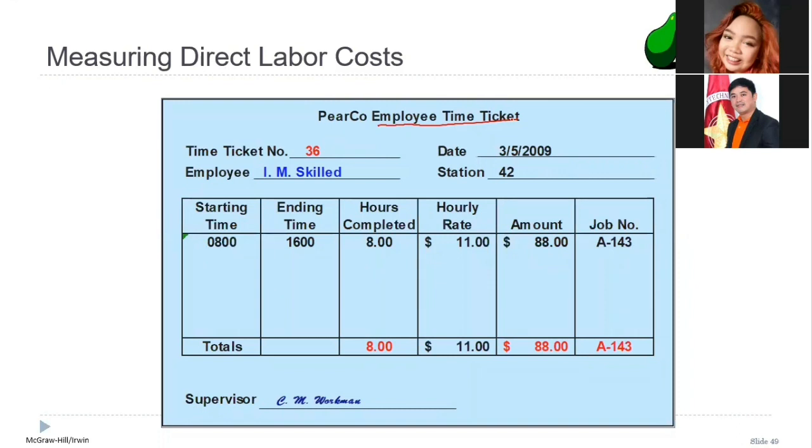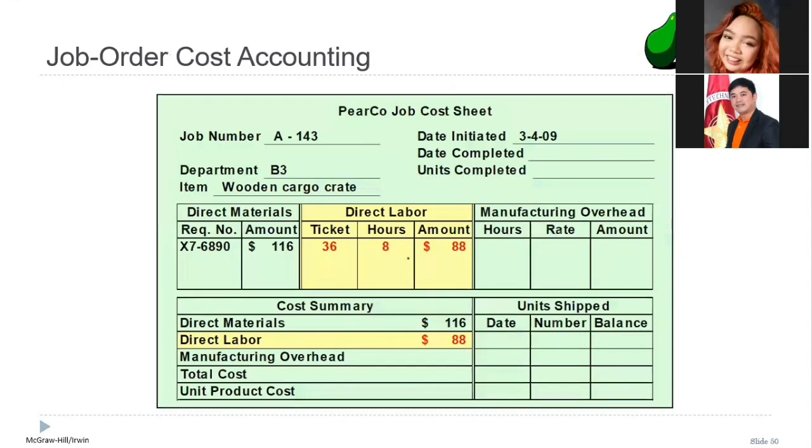Okay? So going back here, for direct labor, our reference is the time ticket. In this time ticket, workers use it to record the amount of time that they spent on each job. Where is the job? Job number A143 is also assigned here. It shows time from 8 to 4, so he worked 8 hours. What is his rate? 88. Where is it assigned? A143. So you go back to the job cost sheet, for employee IM, to record his direct labor.